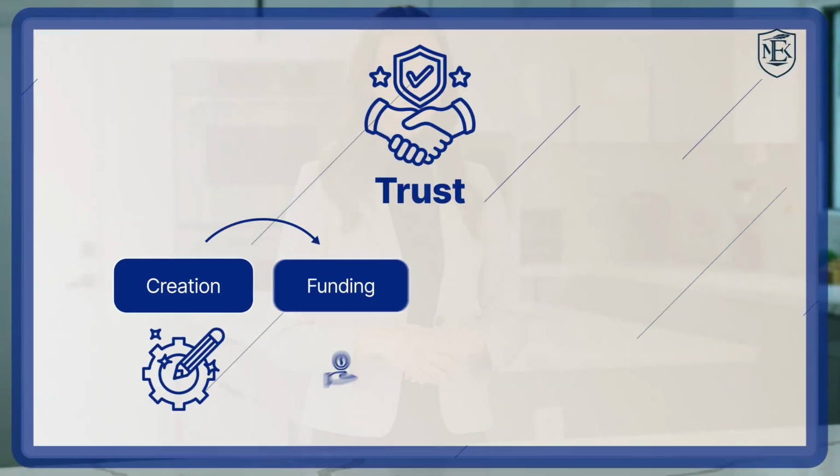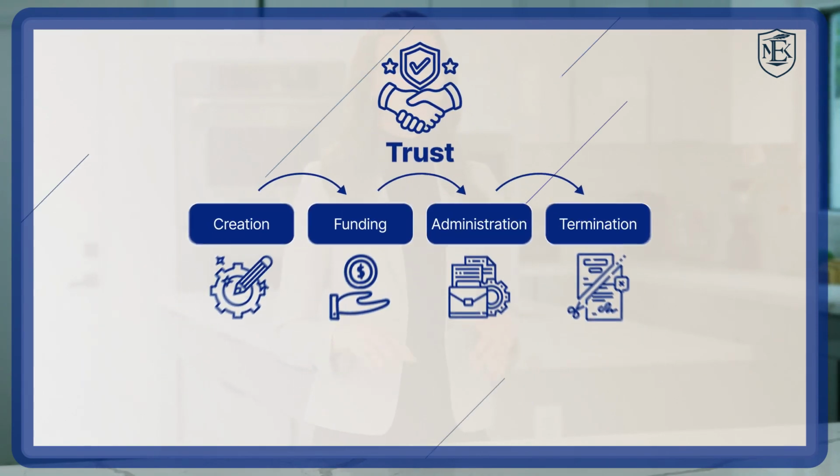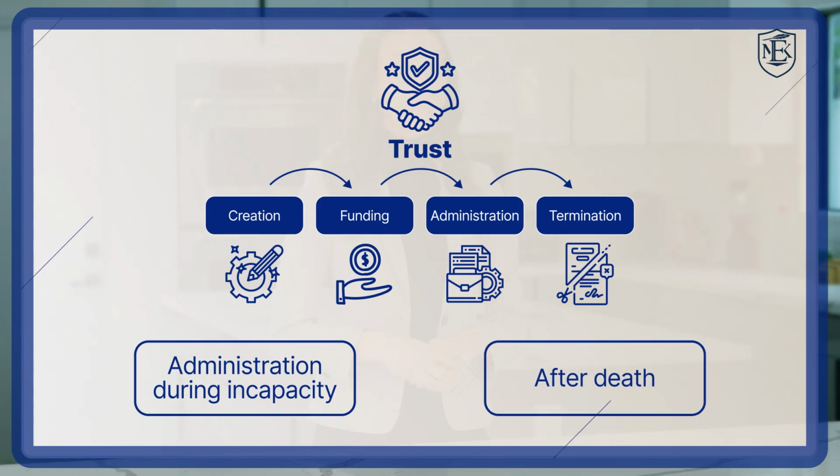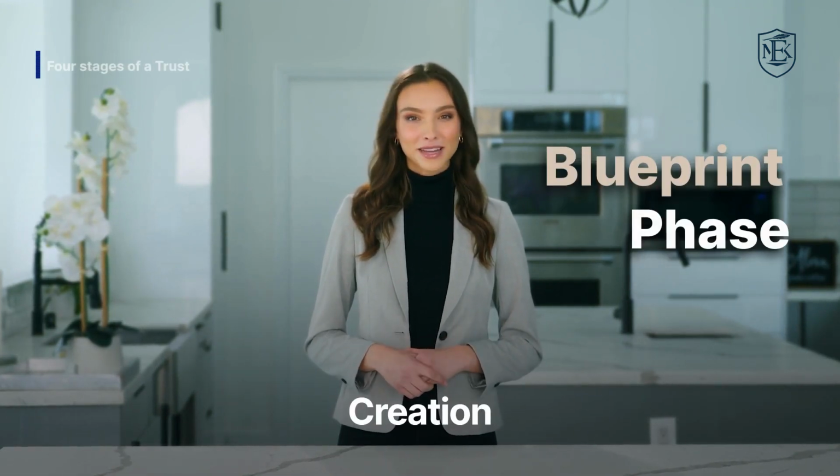In this lesson, you'll learn how a trust moves from creation to funding to administration and eventually to its end. You'll also learn what happens during incapacity, what changes after death, and why proper execution matters more than most people expect. Let's start at the beginning. Creation. This is the blueprint phase.